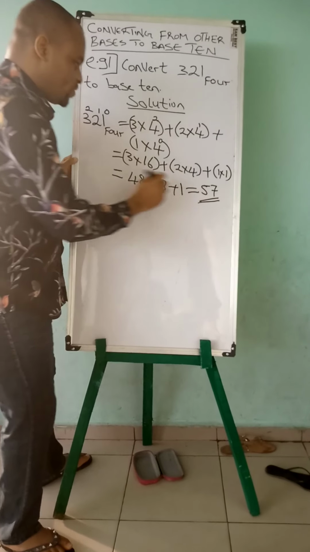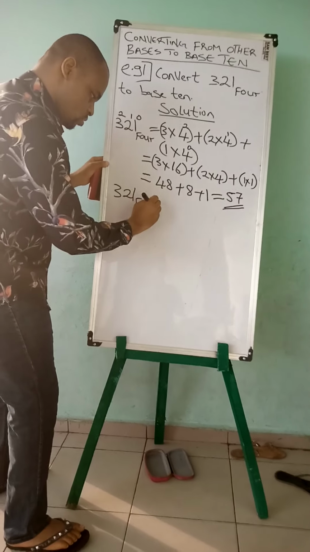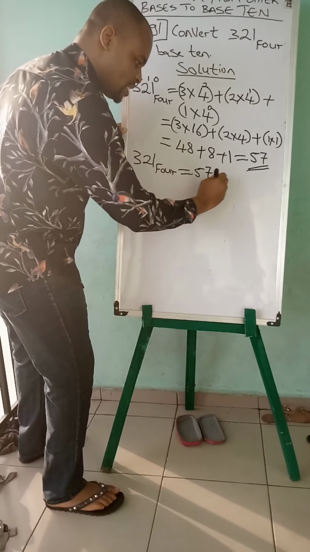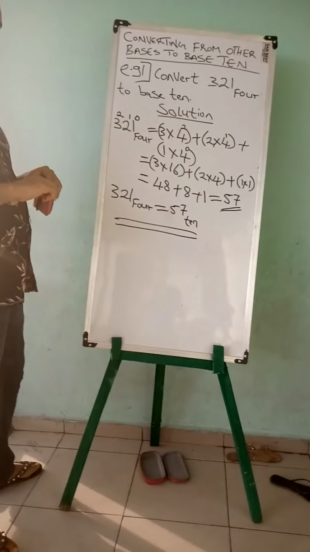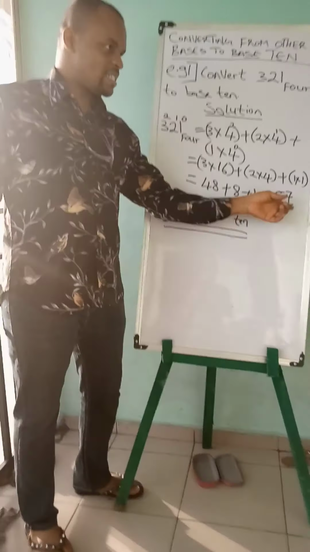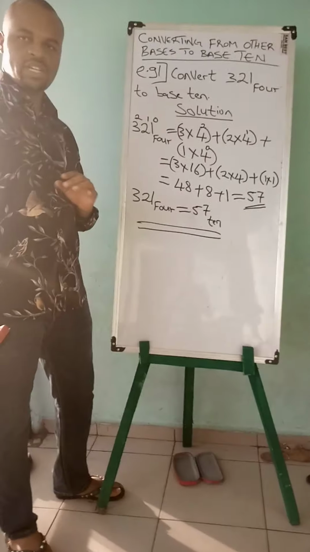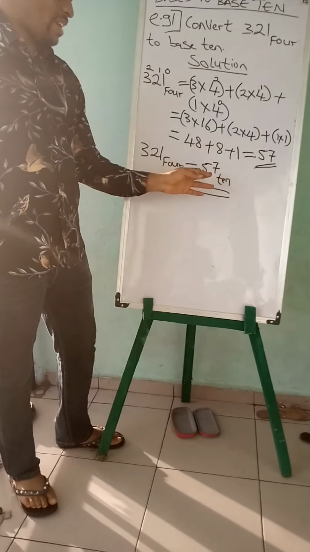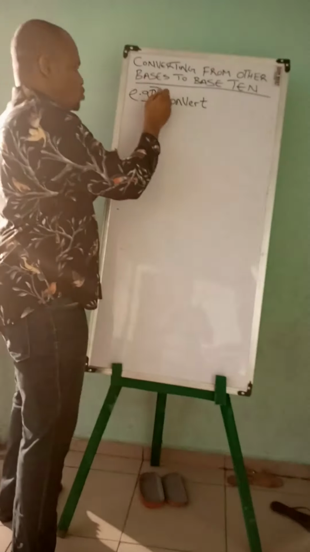57. So we've succeeded in converting 321 in base 4 to 57, and this 57 is in base 10. This is our solution. Now remember that I told you that you can write this as 57 without writing the base 10. When there is no base written under it, it is base 10. Or if you write it like this, you are still correct. So we've converted 321 in base 4 to 57 in base 10. I hope that is understood. Pause it. Pull 2. Start.